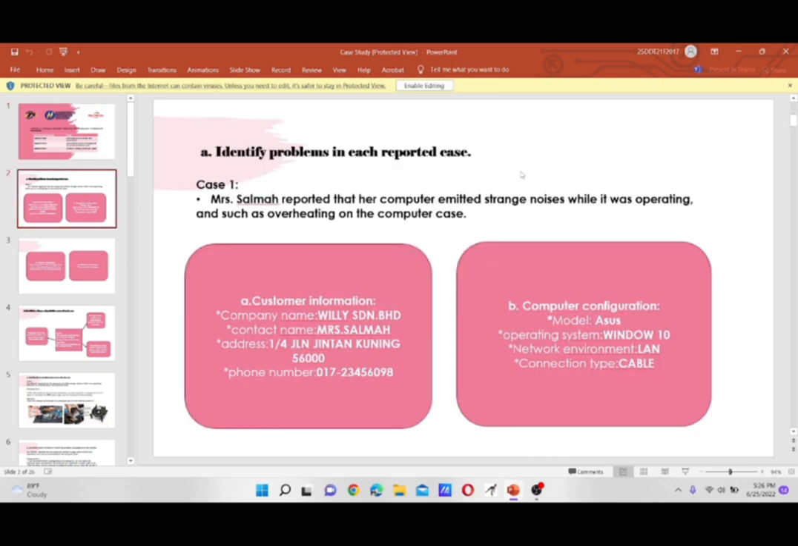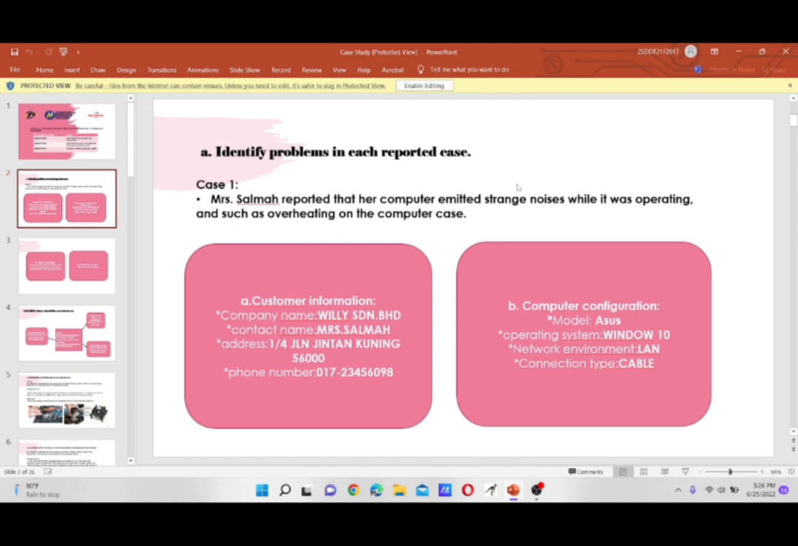The first question is identify problem in each report case. Case 1. Miss Salma reported that her computer emitted strange noise while it was operating, and such as overheating on the computer case. Customer information. The company name is Willy Sendirian Berhad. The contact name is Miss Salma.